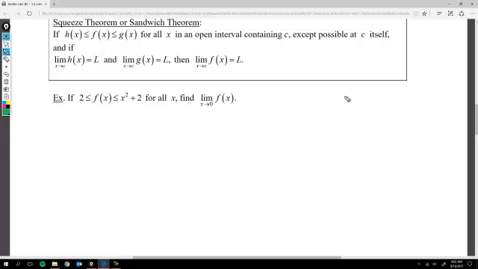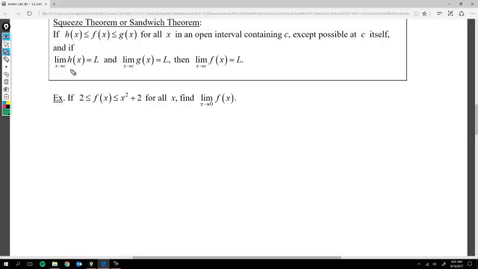So this is squeeze theorem, and so if we have some functions, okay, I have an h of x, f of x, g of x. F of x is between h of x and g of x. Okay, for all x in an open interval containing c, you don't really have to worry about this stuff.